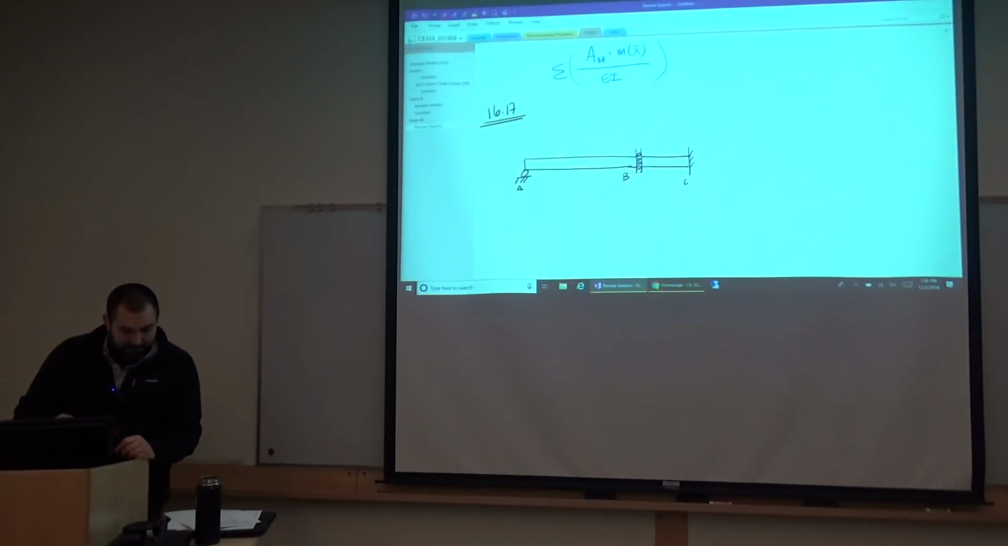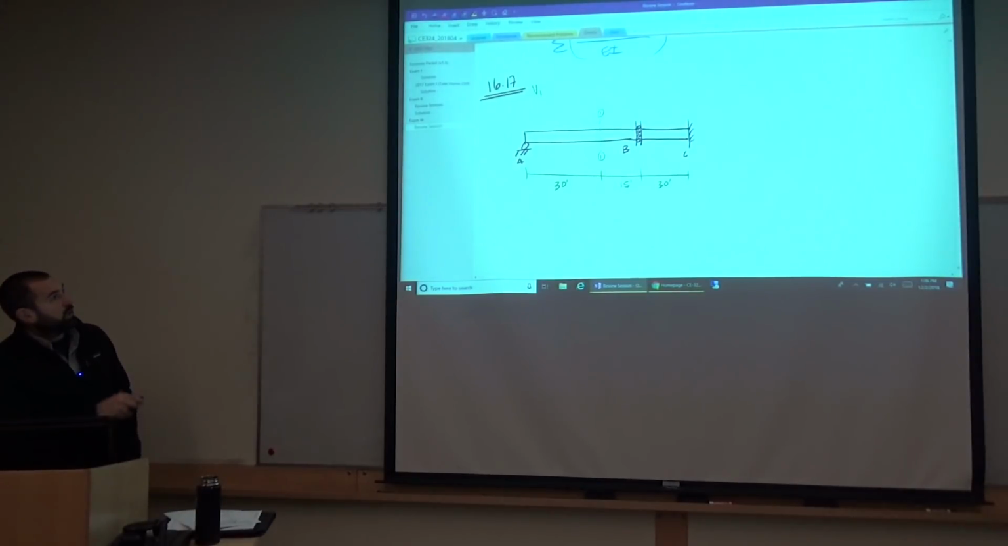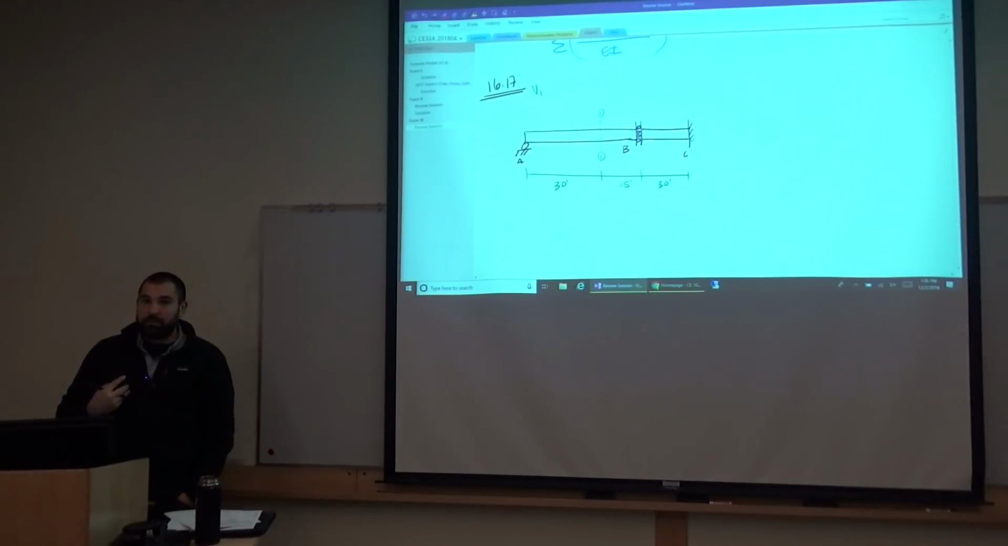And we're specifically asked here to find the effects at section cut 1-1, and specifically, I believe, the shear at section cut 1. Okay, and we need some dimensions here as well. So 30 feet, 15 feet, 30 feet. All right, so if we're talking about the shear on section cut 1, what do I need to do?